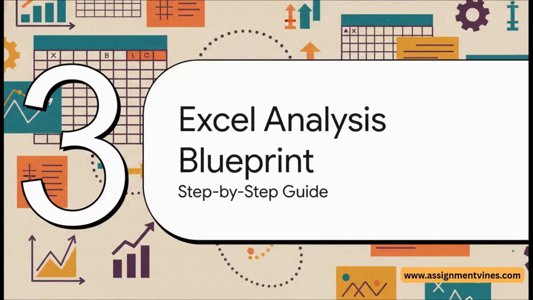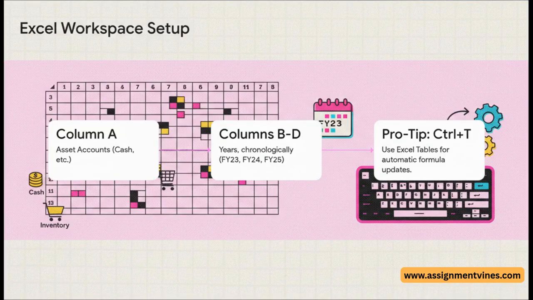Okay, theory's great, but let's get our hands dirty. We're going to actually build a pro-level analysis model right here in Excel. I'll walk you through it step by step. First up, a clean setup is absolutely key. So in column A, just list out your accounts, cash, inventory, all that stuff. Then across the top, lay out your years from oldest to newest.